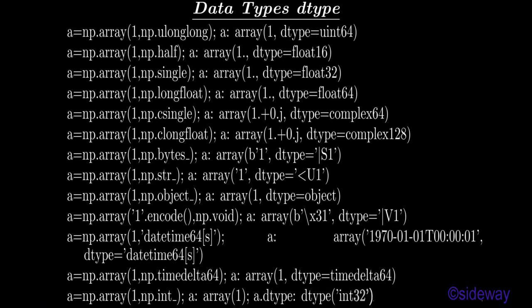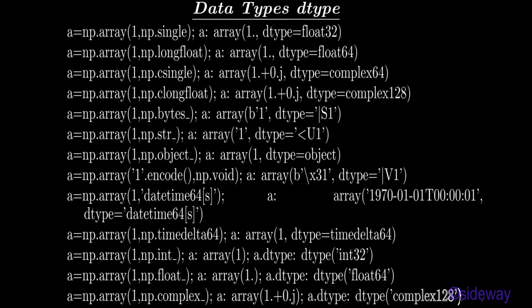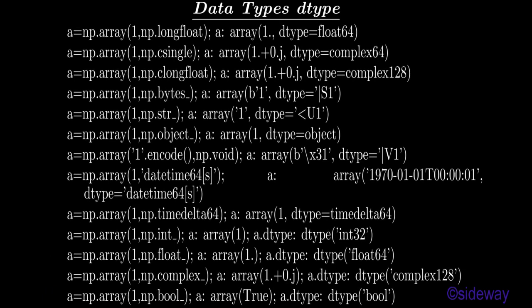a = np.array([1], np.int_), a.dtype is int32. a = np.array([1], np.float_), array([1.]), a.dtype is float64. a = np.array([1], np.complex_), array([1.+0.j]), a.dtype is complex128. a = np.array([1], np.bool_), array([True]), a.dtype is bool.